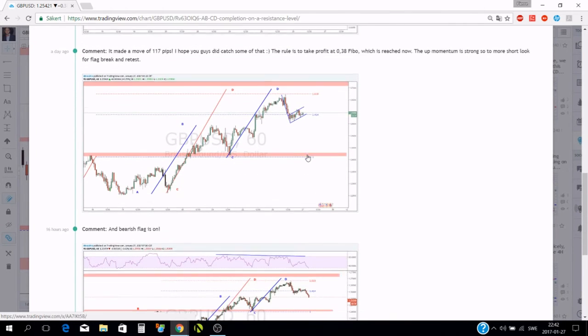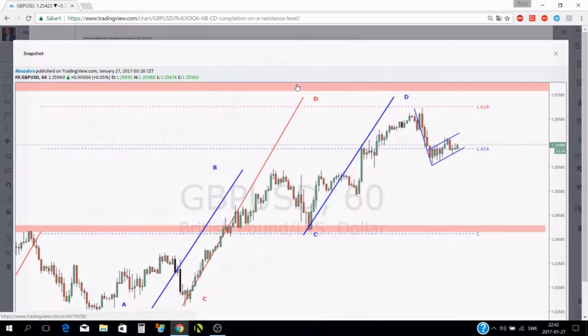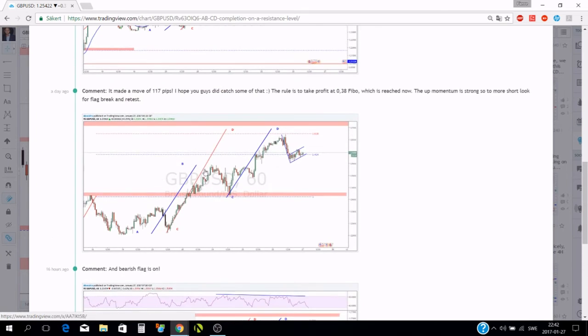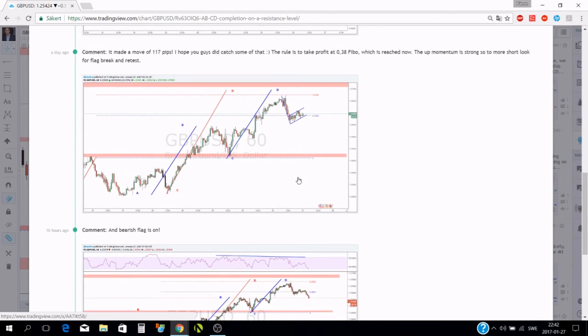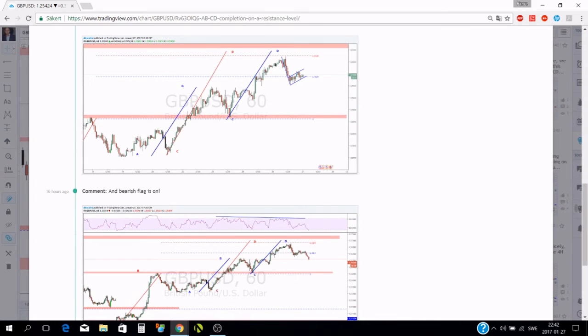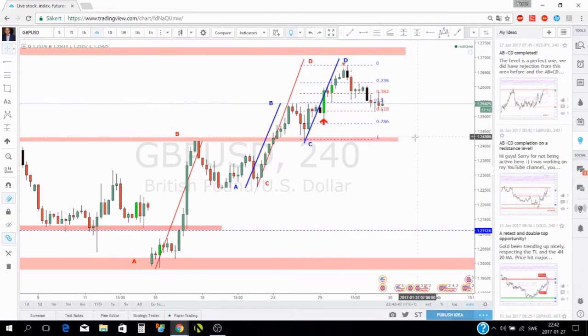And the last ones were when we were on the way down on the 1 hour, when we got the bearish flag. I said that we have a bearish flag, and if it breaks out, we have more to the downside. And that's what it actually did. So it was a perfect trade.